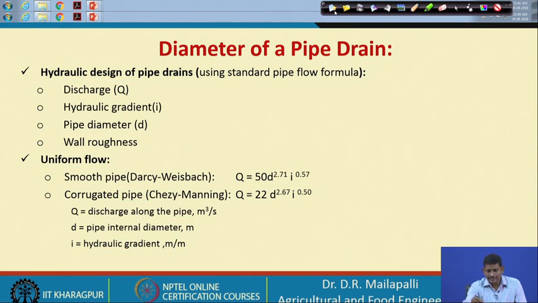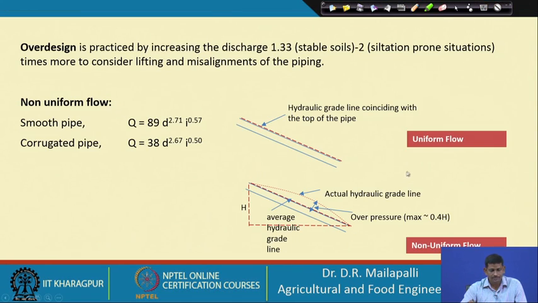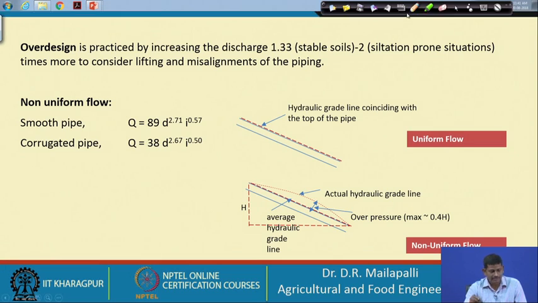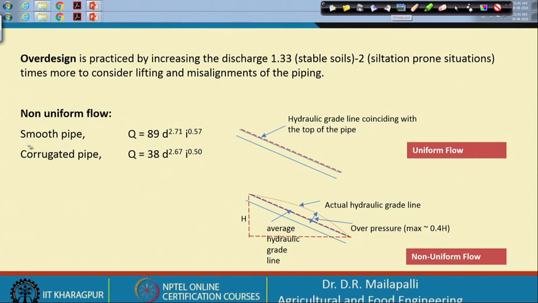Okay. So, the next, this is for uniform flow, and similarly for non-uniform flow, you have different equations. For example, for smooth pipe, you have Q is equal to 89 d power 2.71 I power 0.57. For corrugated pipe, Q is equal to 38 d power 2.67 I power 0.50.